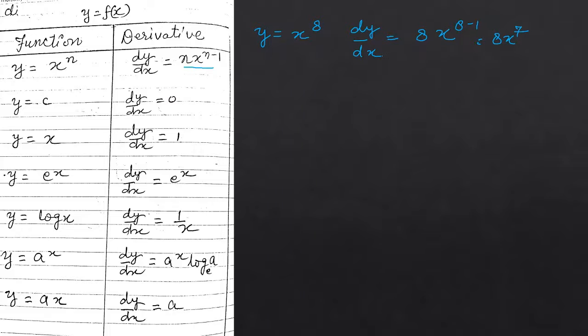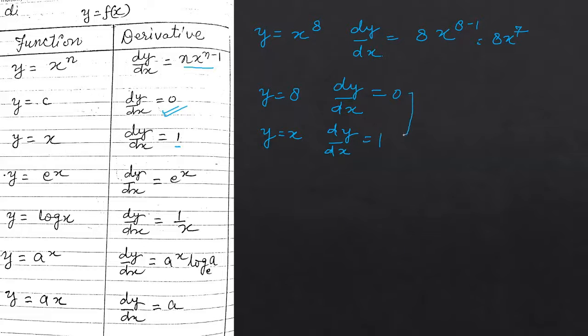Next, derivative of a constant, like if y is equals to 8, then its derivative with respect to x will be 0. So derivative of a constant will be equals to 0. If y is equals to x, then derivative of this function will be equals to 1. If y is equals to x, then dy by dx will be equals to 1.